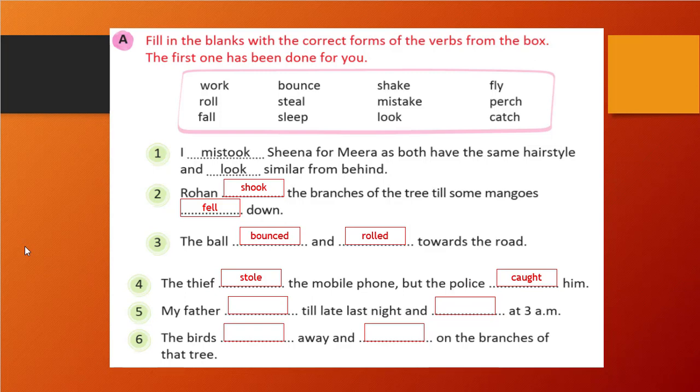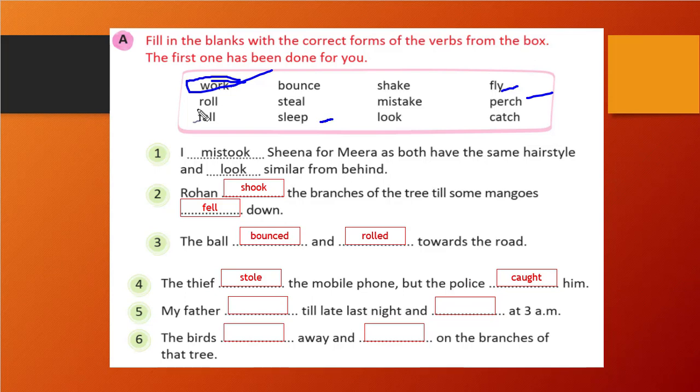Similarly, the fifth one: my father blank till last night and blank at 3 a.m. Okay. So my father, what is the proper word we can use here? Father can work, right? The remaining words are work, sleep, fly, and first, right? These four words we have left, correct? So my father worked. My father can fly, that is wrong.